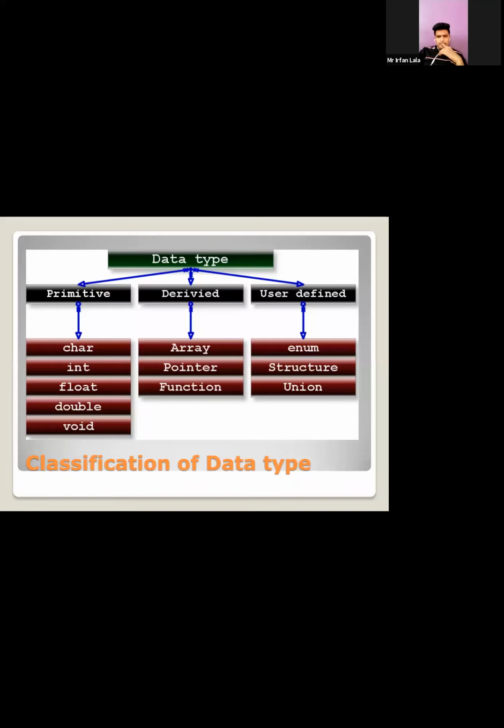In many programs, you can find it is written as void main. That means there is nothing. There is no specific data type used for this main function. But whenever we are talking about the primitive data types, that is character, integer, float, and double.